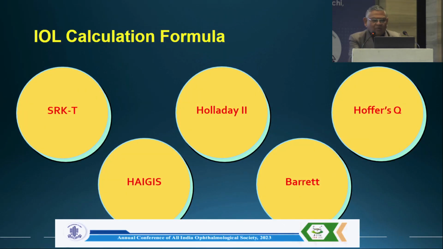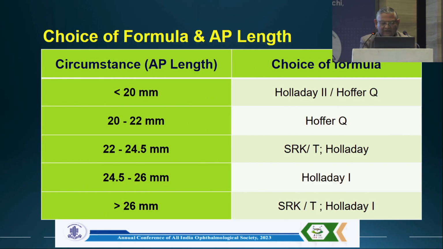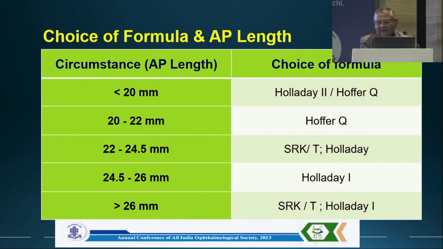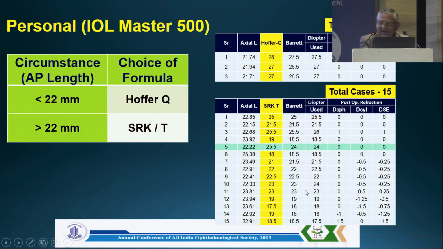There are different formulas which are very popular: the SRK/T, Holladay, Haigis, Barrett, Hoffer Q, and they have different applications too. If the axial length is less than 20 millimeters, you can use Holladay 2 or Hoffer Q. Between 20 and 22, which is very common, you can again go for Hoffer Q. For 22 to 24.5, SRK/T. For more than 24.5 to 26, you can go for Holladay 1, and more than 26, SRK II. And whenever you have a problem, you can, of course, go online and find out the IOL power.